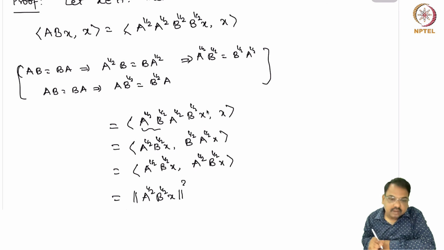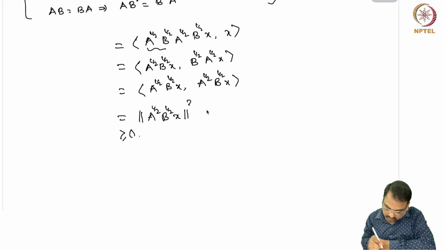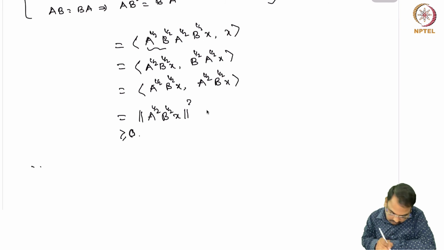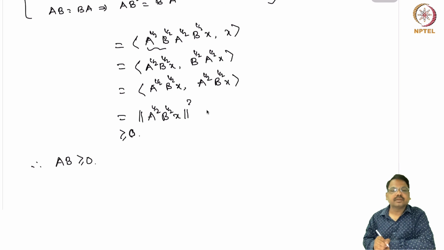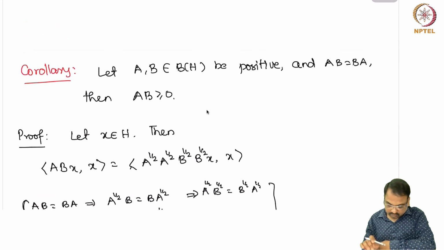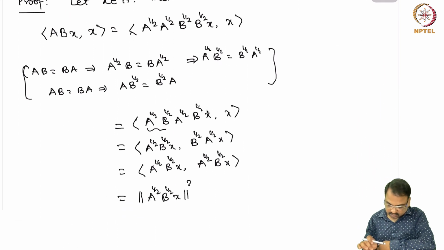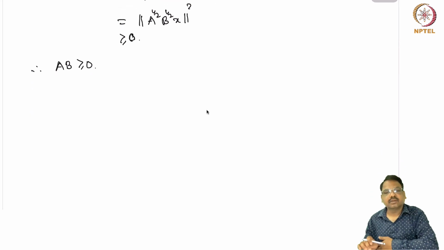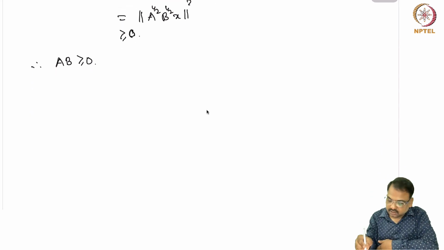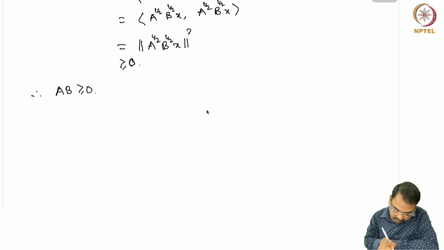So this is always positive. Hence we can say that, therefore, the product is also positive. Okay, so this is one of the important applications of the existence of the positive square root of an operator. So let us look at one more important application.